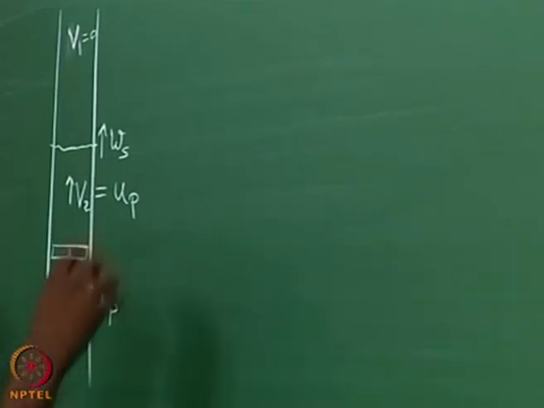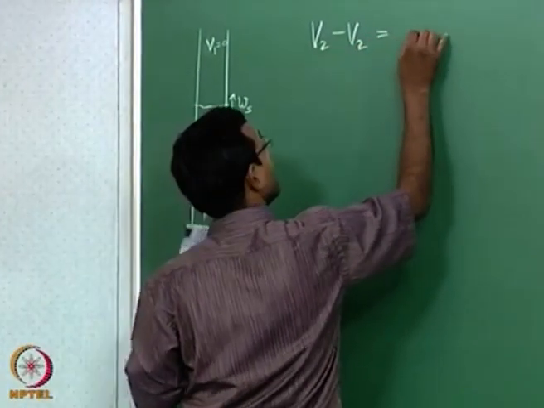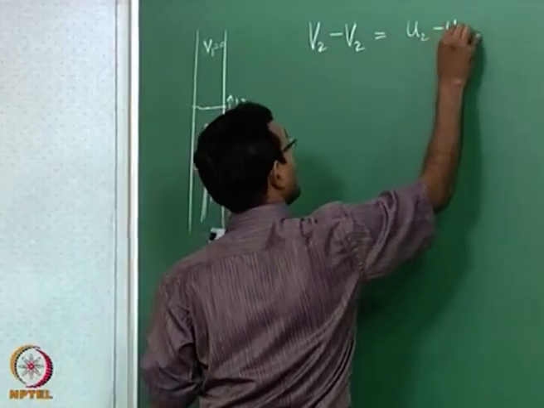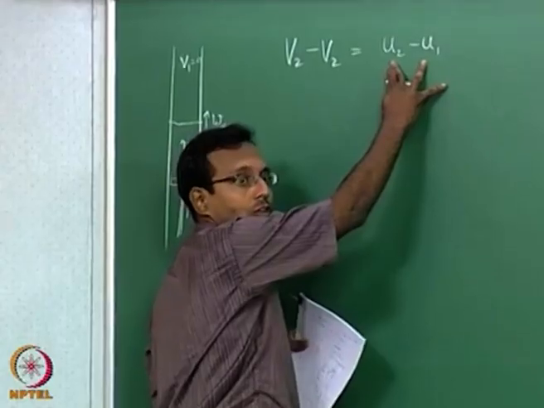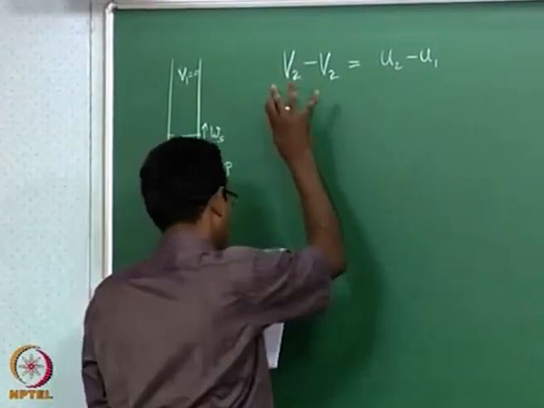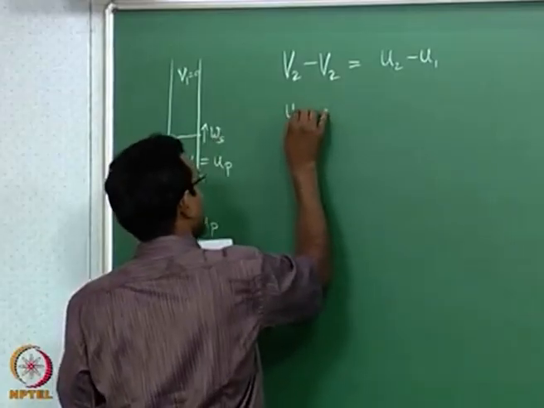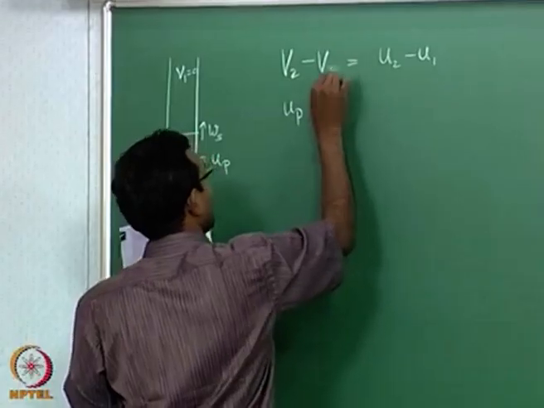And I will just write the expression which we already derived. We already said that v2 minus v1 must be equal to u2 minus u1, where u velocities are with respect to shock fixed coordinates, while v velocities are with respect to lab coordinates. We already derived this, and I will just substitute numbers. Oh wait, I wrote v2 minus v2, it should be v2 minus v1.